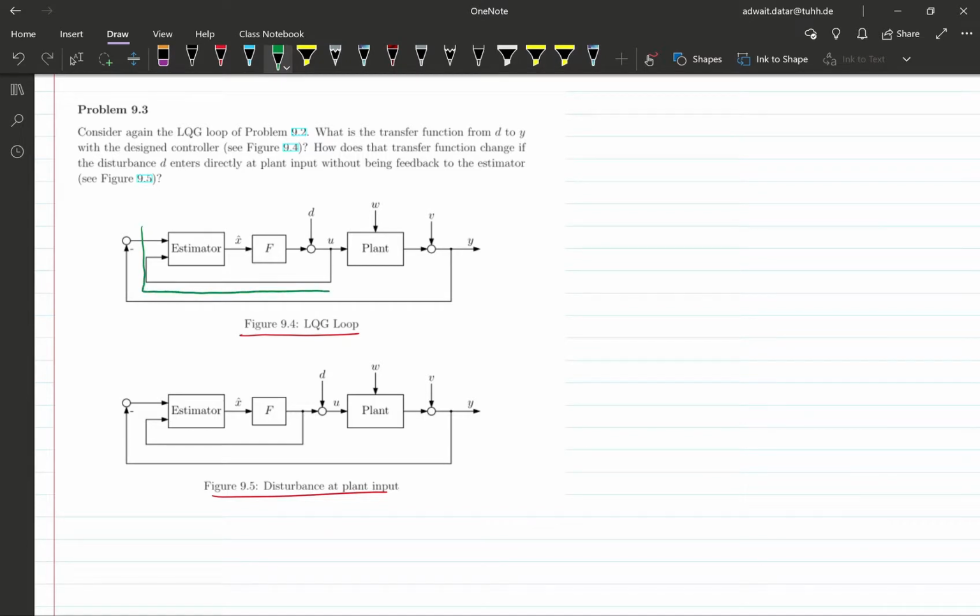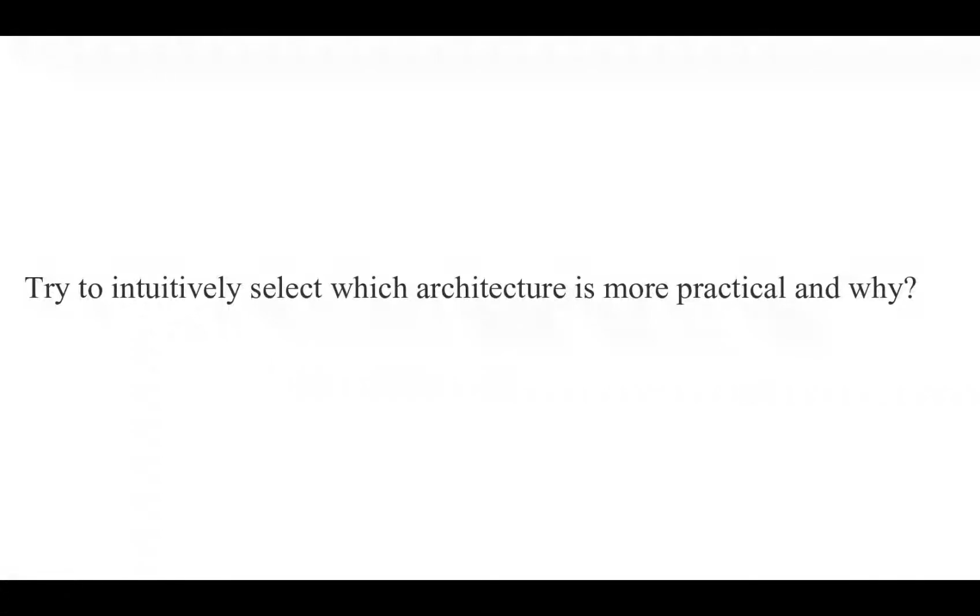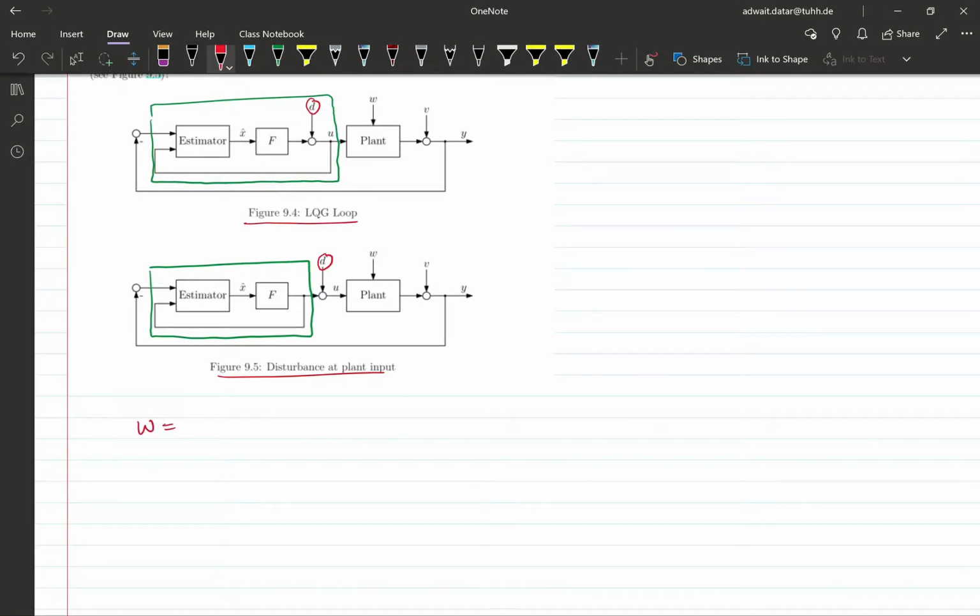So we are given two control architectures in figures 9.4 and 9.5, where if we draw the controller block, in both cases we have the disturbance D once entering inside the control block and once entering outside, and we're supposed to calculate the transfer functions from D to Y. Let's assume W and V are identically 0 at all times.